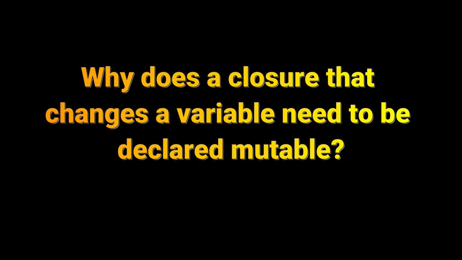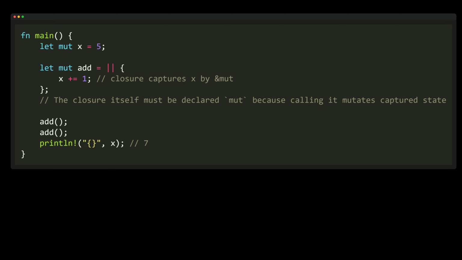Question: why does a closure that changes a variable need to be declared mutable? When a closure changes a variable from its environment, it captures that variable in a way that allows mutation. This means the closure itself becomes something that changes when you call it.